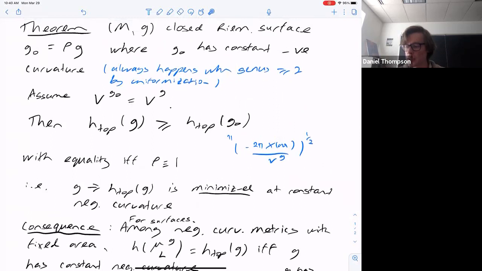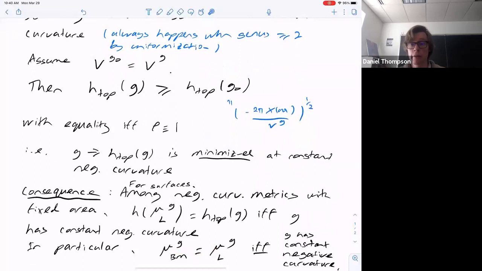As soon as there's that wiggle, the entropy is going to detect that and use that to its advantage and give more mass to the region of greater complexity. So the entropy is going to bump up relative to this guy, and the two measures are going to be different.